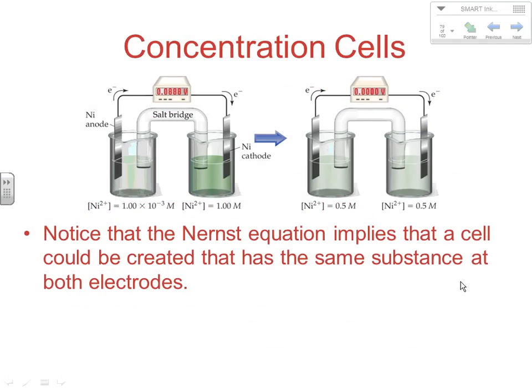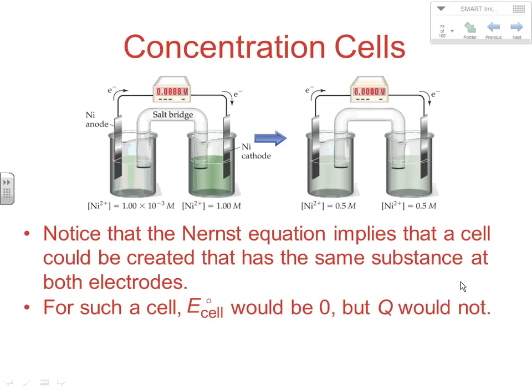And that brings up kind of a unique situation. There's this thing called a concentration cell, where we can literally make a battery where we're dealing with the same reaction but having different concentrations. So notice that the Nernst equation implies that a cell could be created that has the exact same substance at both electrodes if we have a difference in our concentrations.